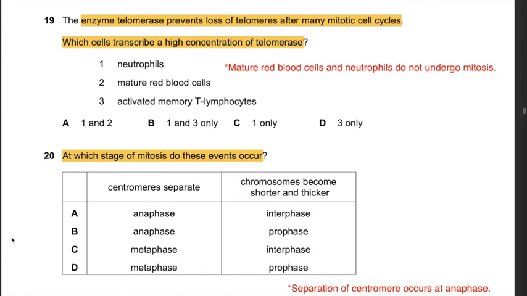Question 19. The enzyme telomerase prevents loss of telomeres after many mitotic cell cycles. Which cells transcribe a high concentration of telomerase? 1. Neutrophils, 2. Mature red blood cells, 3. Activated memory T lymphocytes. Cells which undergo multiple cell divisions by mitosis are those that have a high concentration of telomerase, and that is true only for 3. Memory cells divide by mitosis to form plasma cells and more memory cells when they come in contact with a foreign substance or antigen. Hence, the answer should be D, 3 only, as neutrophils and mature red blood cells do not undergo any mitosis.